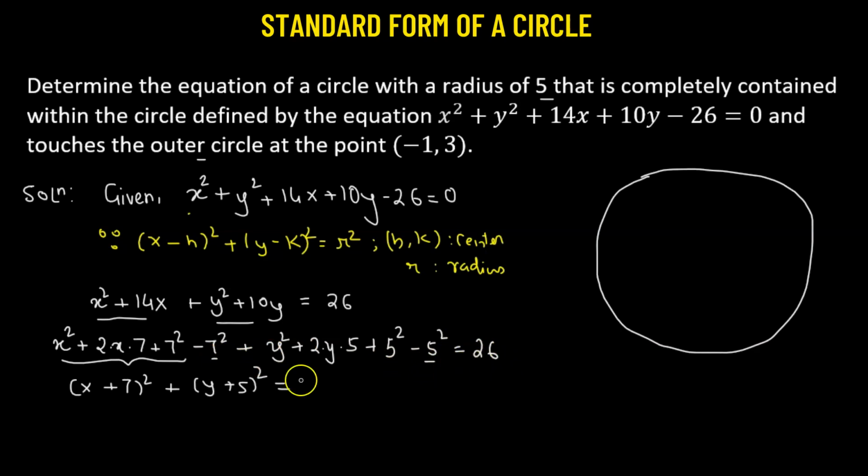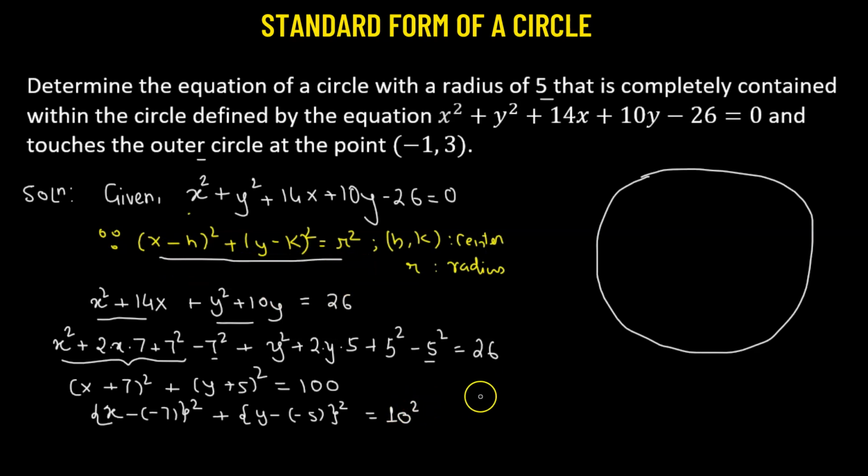to get the value 100, which we can further simplify to rewrite x plus 7 as x minus of -7, whole squared. This will become evident in the moment where I'm writing it in this particular fashion. And y plus 5 can also be expressed as y minus of -5 whole squared, and 100 is a perfect square, so it can be expressed as 10 squared. Now if we compare with the standard equation, here we get the values of h and k. So h comes out to be -7, k comes out to be -5, and the radius r comes out to be 10.